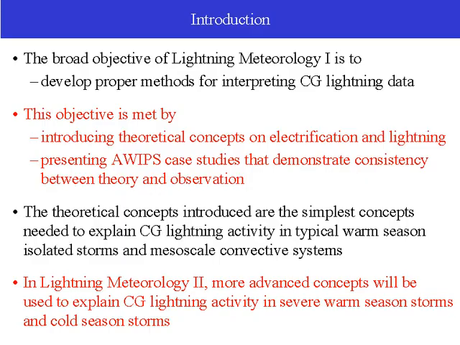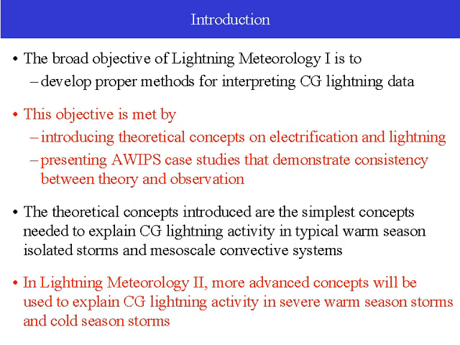The objective of Lightning Meteorology 1 is to develop methods for interpreting CG lightning data. The objective is met by introducing theoretical concepts on electrification and lightning, and then presenting a few AWIPS case studies to illustrate how these theoretical concepts can be applied in the forecast environment.